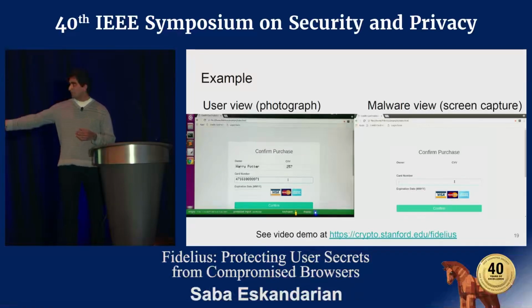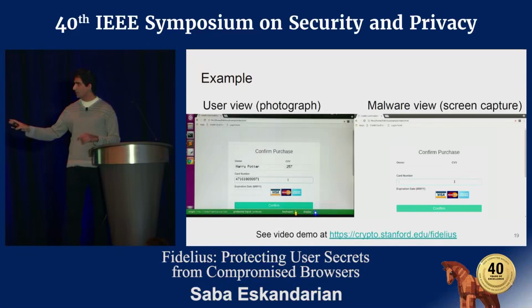So you can see that in real life, I saw the credit card number being typed on the screen. But the malware only sees that somebody has navigated to this page, that they've clicked the credit card number field, but then the actual digits that get typed aren't visible to the attacker. And there's a video demo of this at crypto.stanford.edu/Fidelius, so you can see it working live there if you're interested.